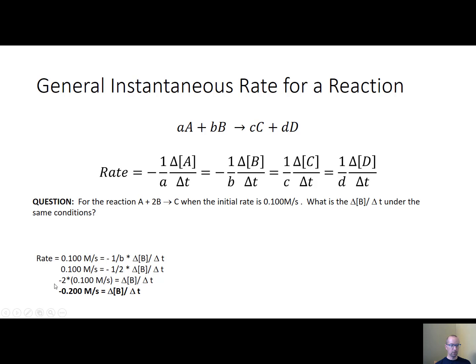So multiplying both sides by negative 2 gets rid of this sign. So now I've just got delta B over delta t. And negative 2 times this, so it's negative that. So my rate of change of B is negative 0.2 molar per second. All right, and that just tells me the speed with which this stuff is going away.